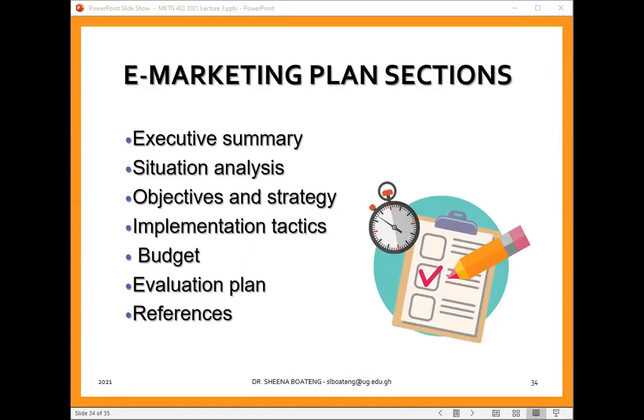Okay, Manuela has a question. She says, should not the budget stage come first before the implementation of the e-marketing plan, since it's necessary to know if the plan is profitable or not before implementing? Okay, so these stages I am taking us through are not supposed to happen one after the other, like the way they've been explained.